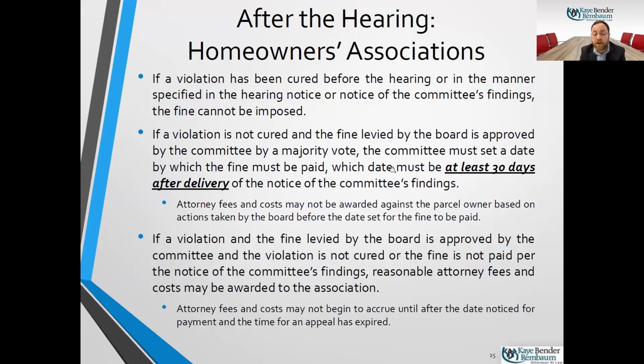And if you have your attorney involved, please note that any attorney's fees the board accrues before the fine takes effect is essentially a cost of doing business. But any attorney's fees incurred after the fine is due, you can start accruing attorney's fees in the event, let's say you go to court over it.